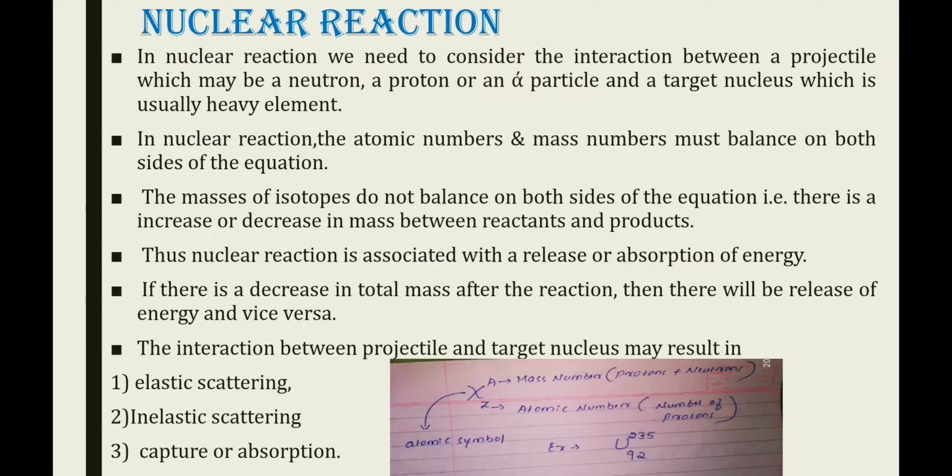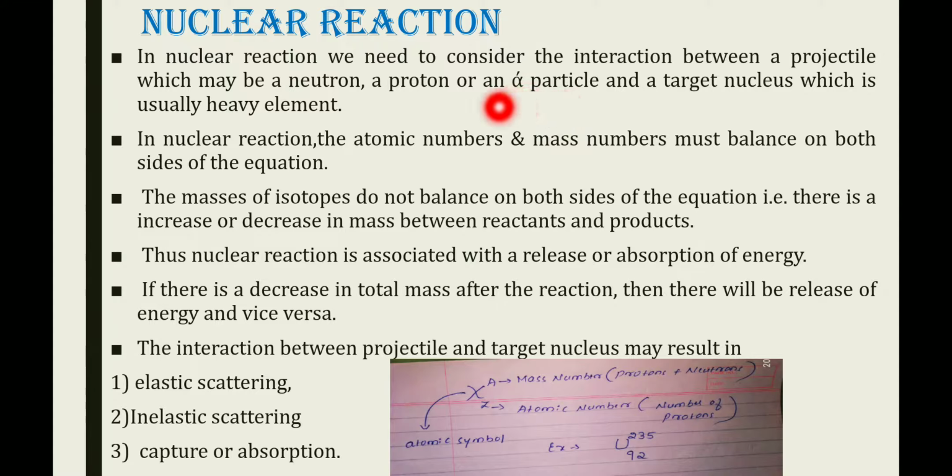The first one is the nuclear reaction process. Nuclear reaction means here the heavy element, that is uranium 235 92, is the target nucleus. The target nucleus is the heavy element, uranium 235 92. It is going to interact with the projectile, which is either a proton, or a neutron, or an alpha particle. Are you getting my point?